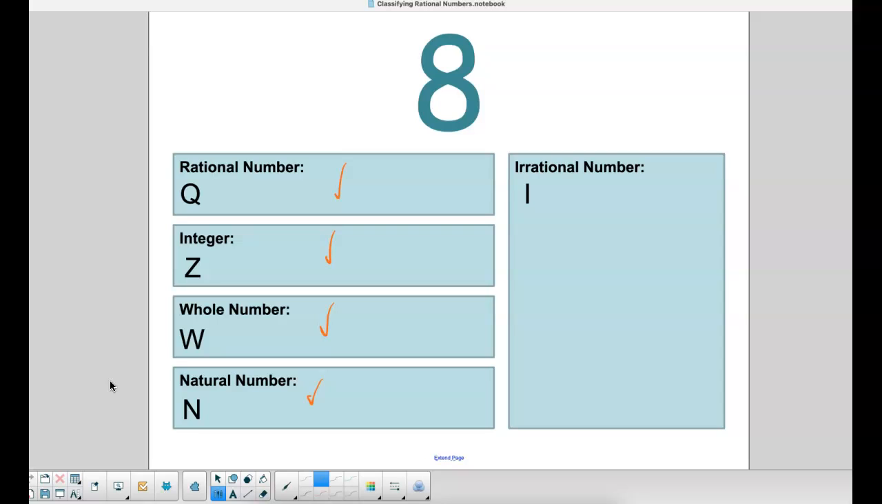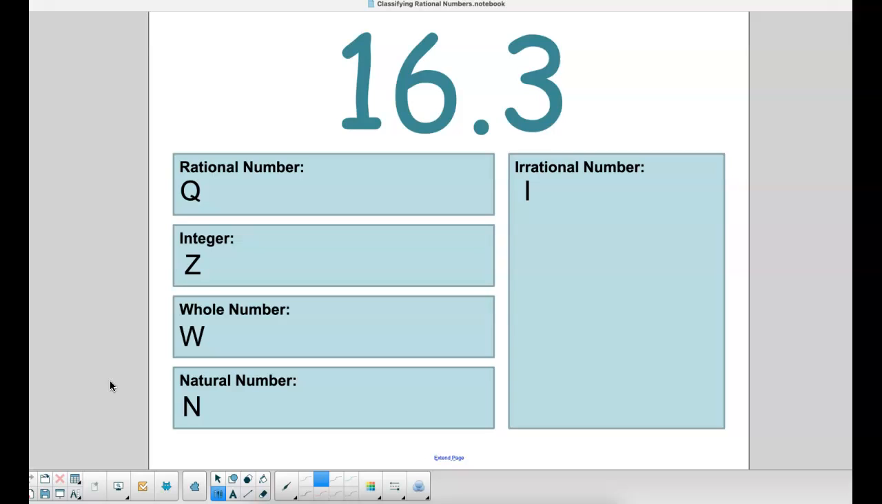Okay, so I'm going to go here, 16.3. Would you naturally count to 16.3? No, not at all. It's not a whole number, right? Whole numbers can't have decimals. Is it an integer? No, integers can't have decimals. So this one is only rational. So if you did not put 16.3 in the rational, put it there. Cross it off wherever else you had it. Maybe you don't have to erase, just cross it off. It's a terminating decimal.